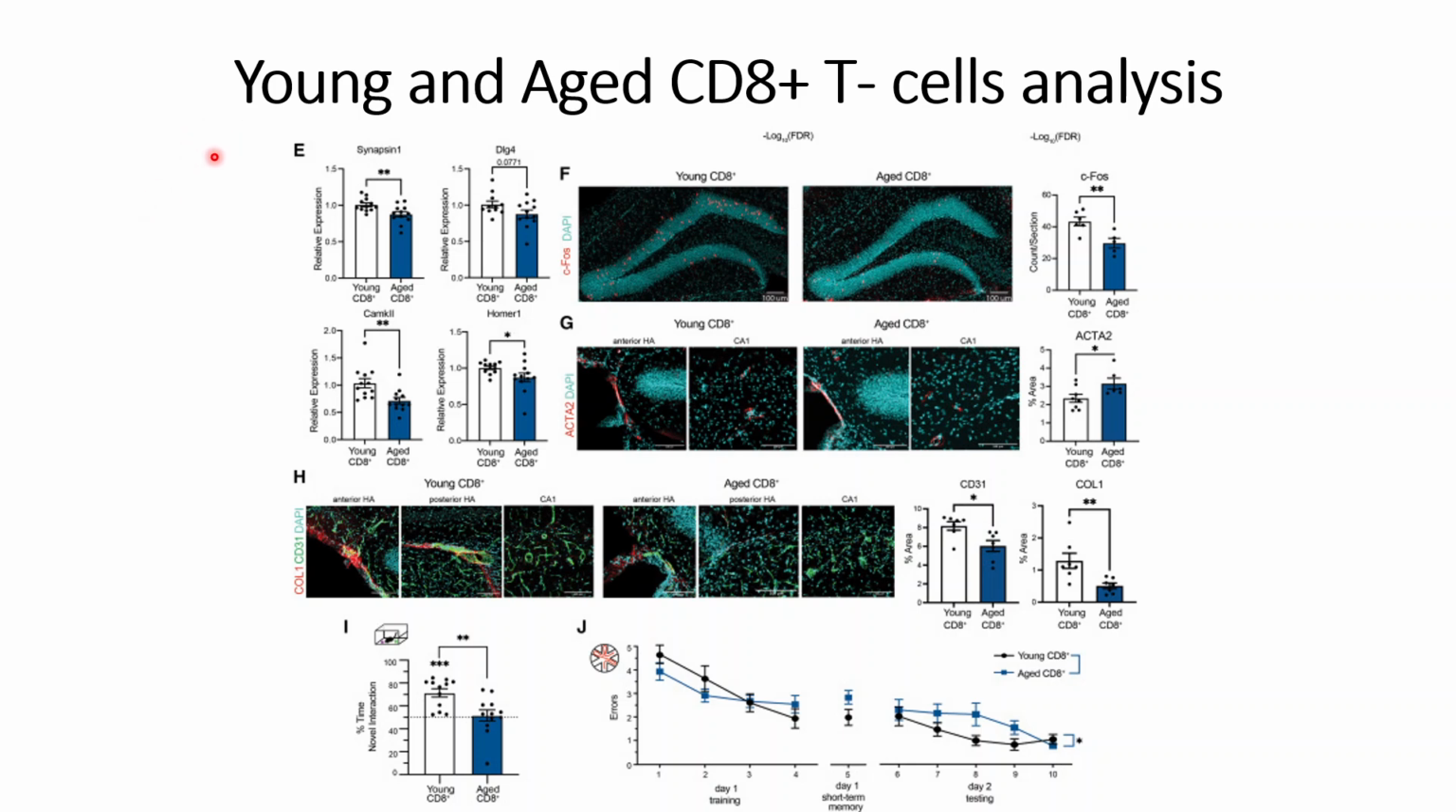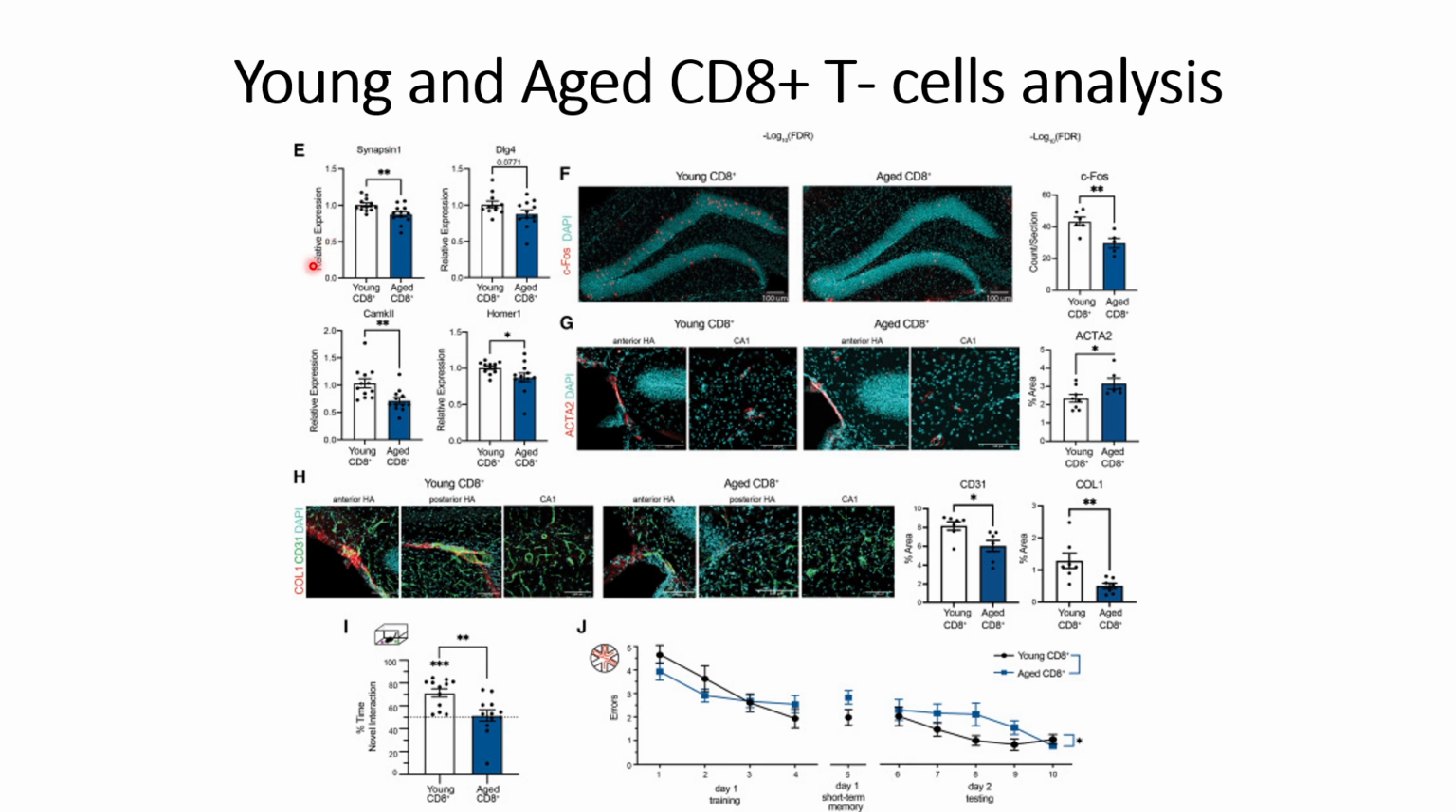In this video, we will continue our discussion about young and aged CD8 plus T cells analysis. In the previous video, we understood that in the case of aged CD8 plus T cells, cells are more accumulated near neurons and blood-brain barriers. So they wanted to check what changes occur at this site compared to the young CD8 plus T cells.